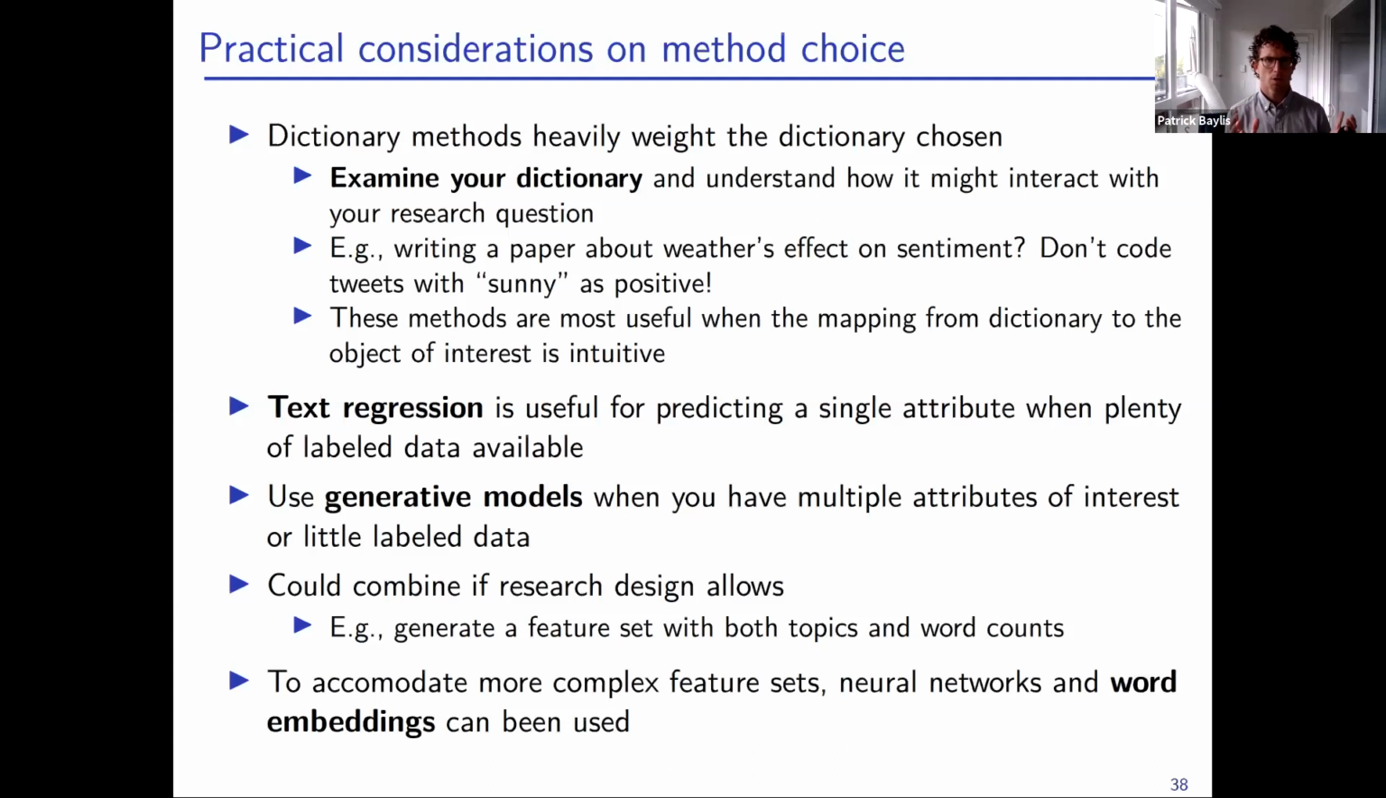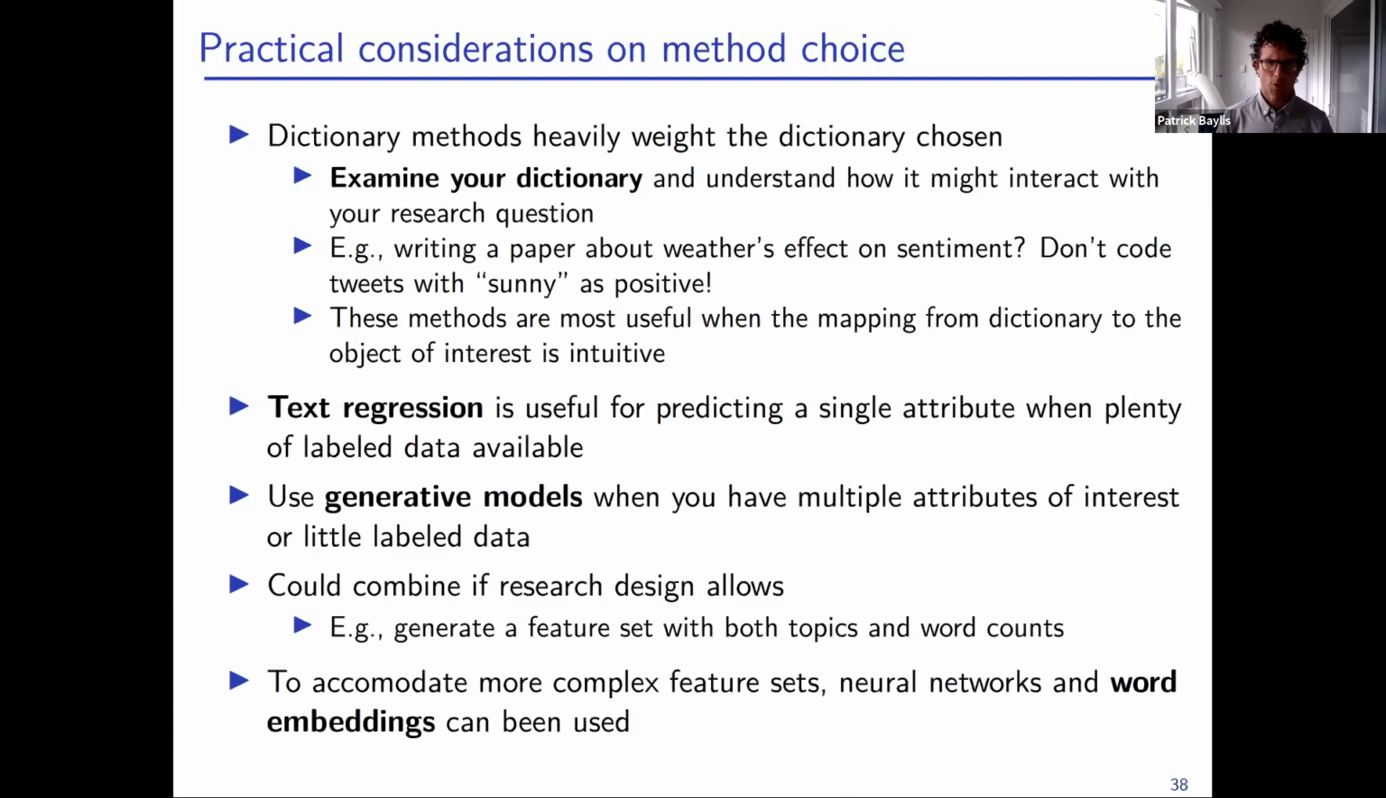Dictionary methods are really useful when the mapping from the dictionary to the object of interest is intuitive and makes sense to your reader. If that mapping doesn't make sense, or if it's too far-fetched in a constructability sense, then the paper probably doesn't make sense.